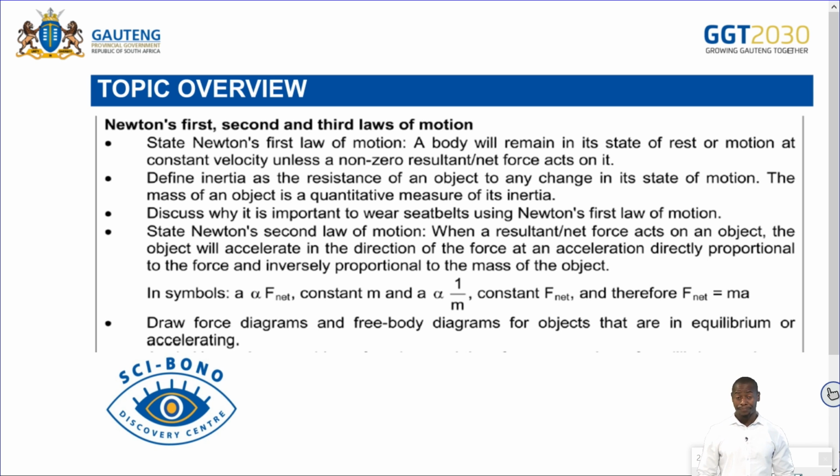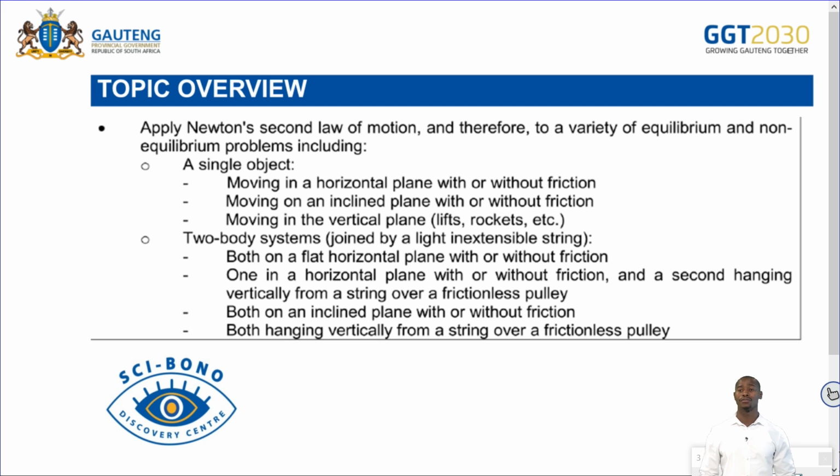So this is what we need to focus on when we are dealing with Newton's laws. And then also under Newton's second law, apply it to a variety of equilibrium and non-equilibrium problems, including a single object that is moving in a horizontal plane with or without friction, moving on an inclined plane with or without friction, moving in a vertical plane, for example, lifts and rockets, and then two-body systems joined by a light inextensible string: both on a flat horizontal plane with or without friction, one on a horizontal plane with or without friction and a second hanging vertically from a string over a frictionless pulley, both on an inclined plane with or without friction, both hanging vertically from a string over a frictionless pulley. So that is under Newton's second law.